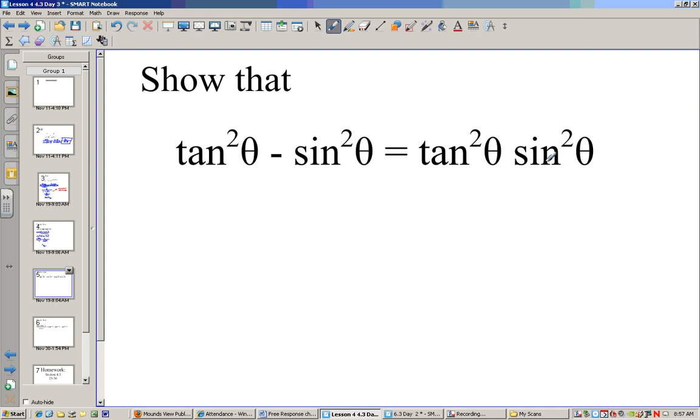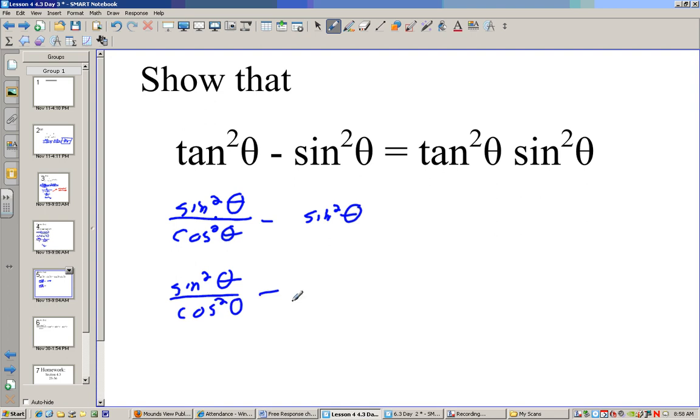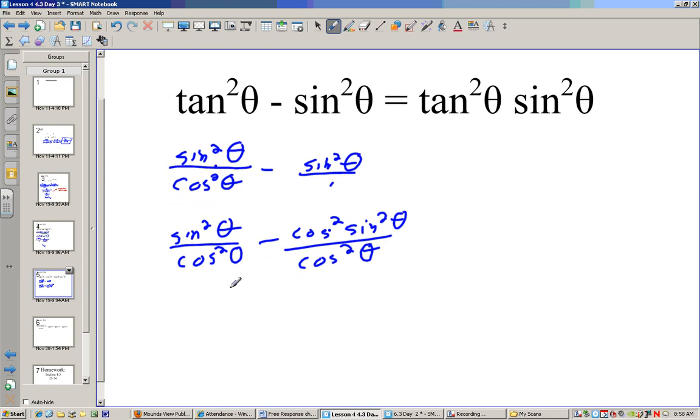There's a lot of ways we can do this. Maybe we'd start with sine squared over cosine squared minus sine squared here. So what we'd need is to get a common denominator. Our common denominator would be cosine squared. So if I multiply this denominator by cosine squared, the numerator also has to be multiplied by cosine squared. So when I combine these, I have sine squared theta minus cosine squared theta sine squared theta over cosine squared.